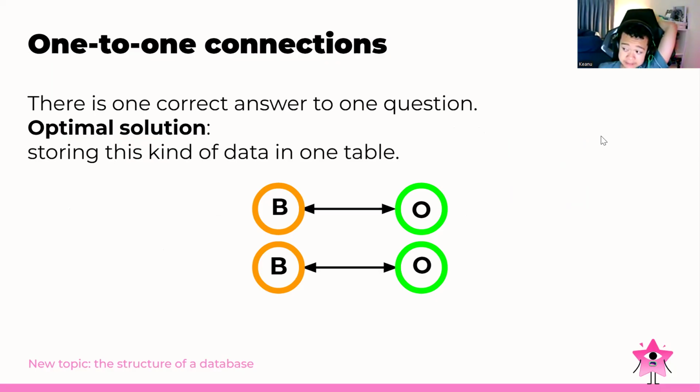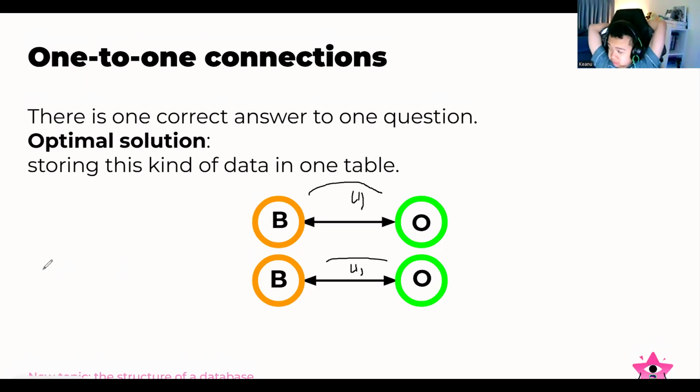And then for the optimal solution, for storing this kind of data in one table, as you can see, we have the connection from B to O and B to O. So basically, that's the one-to-one connection there. We only have one related, yes. That means one. It's also one for the one-to-one connection. And then what's next?